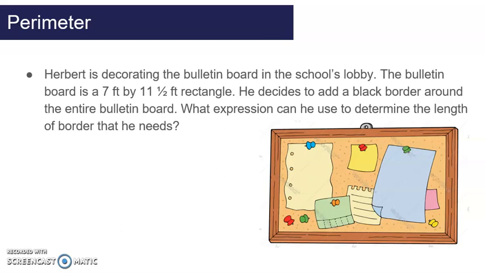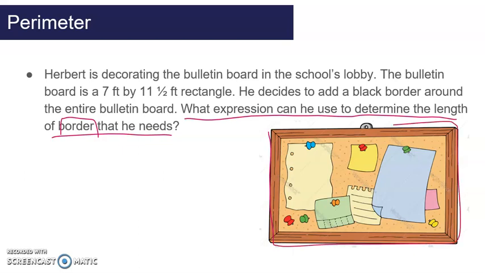So I'm going to look for some keywords to determine if I'm looking for perimeter, area, or volume. So I look at my question. It says which expression can be used to determine the length of the border that he needs. Now if you remember earlier when we looked at area, perimeter, and volume, we know that the word border is talking about around a shape. So in this case we're looking for perimeter. So let's go ahead and label our perimeter. So it's 7 feet by 11.5 feet.